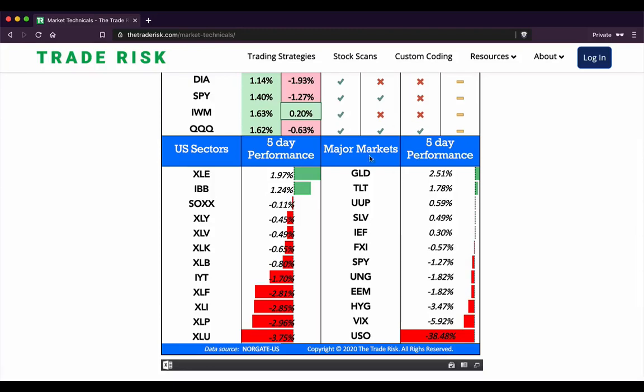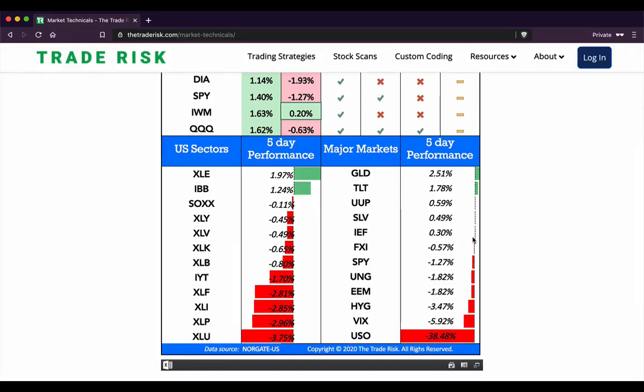Now, in terms of major markets, gold getting the biggest lift here, 2.5%, followed by TLT and the dollar. And on the downside, oil continues to suffer here. USO down 38%, followed by volatility and high yield credit also underperforming on a relative basis.